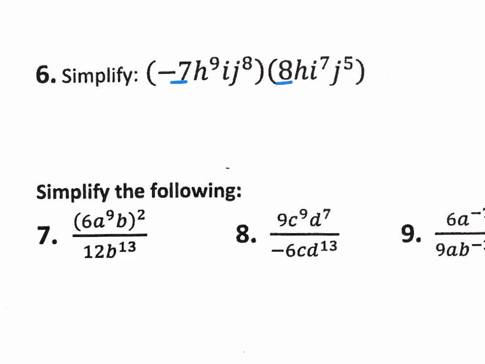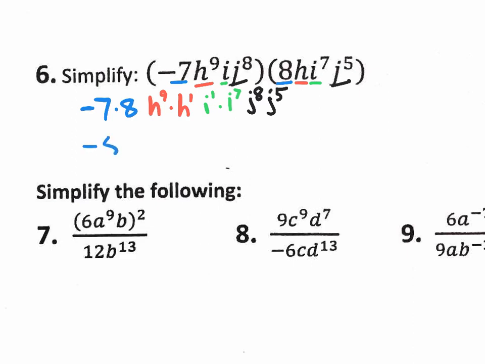I want to put the -7 and the +8 together. -7 times +8, that's going to give us a -56 as the beginning part of our answer. But then I want to write h to the 9th times h. I could put to the 1 if I'd like. And then I'm going to put the I times I to the 7th. I to the 1 times I to the 7th. And last but not least, I'm going to put my j to the 8th with my j to the 5th. So I'm really putting everything in order so I could do what I can.